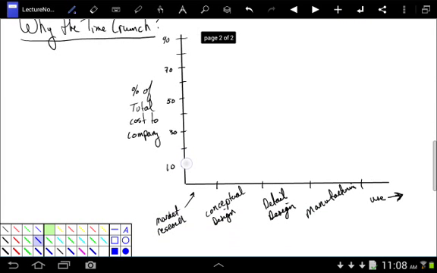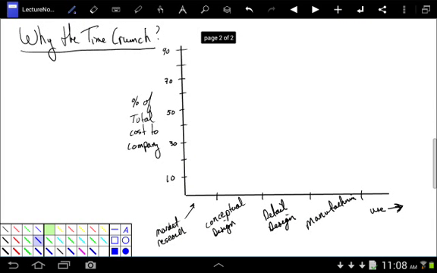But why do we have a time crunch? Why is it so important to do things so quickly? So on this axis here, I have percent of total cost to company, right? So at first, let's talk about what the design process costs to the company itself, right? So we'll do that in red. This is money spent, right?